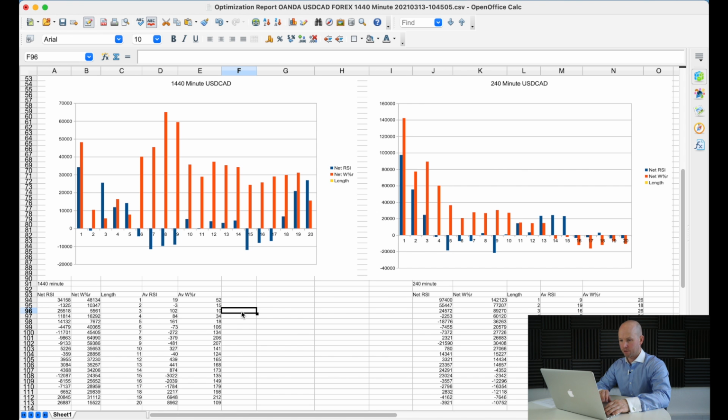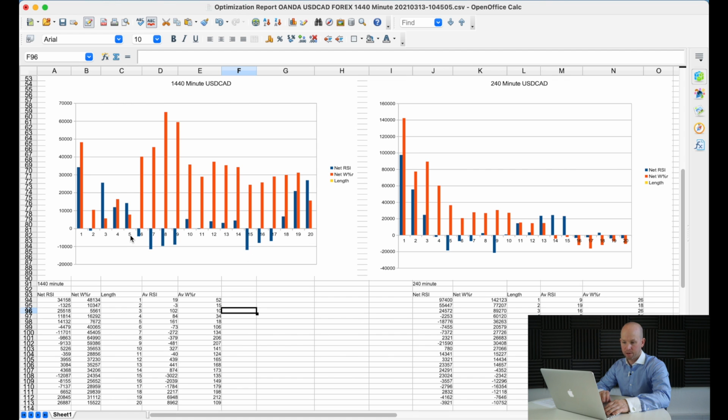Here's the first set of results in the spreadsheet then, and this is using US dollar versus Canadian dollar. I'm going to run through these quite quickly just to keep the video at a reasonable length. All of this data on the left-hand side is from the daily chart of US dollar, Canadian dollar. The results are down here, and all of this on the right-hand side is from a 240-minute chart. On the x-axis we've got 1 through to 20. That's obviously the length of the indicator.